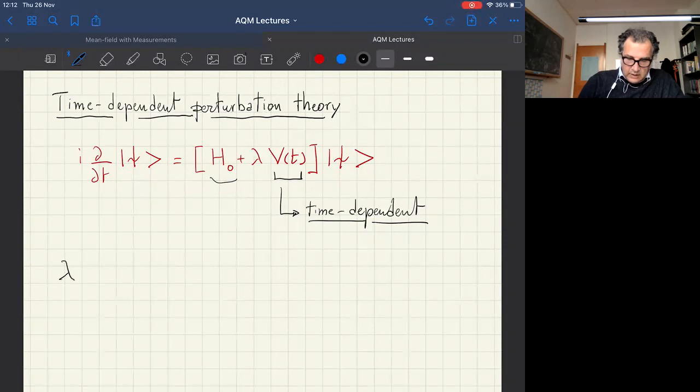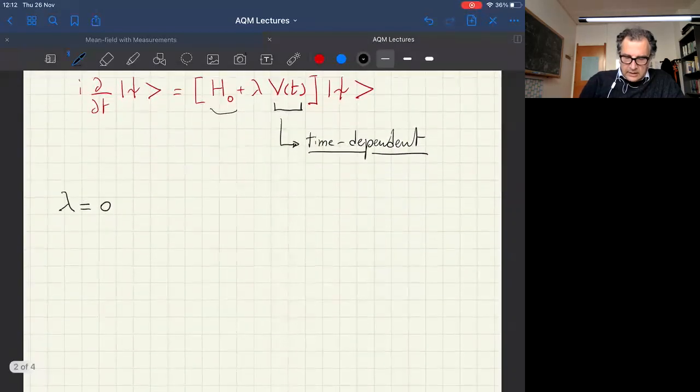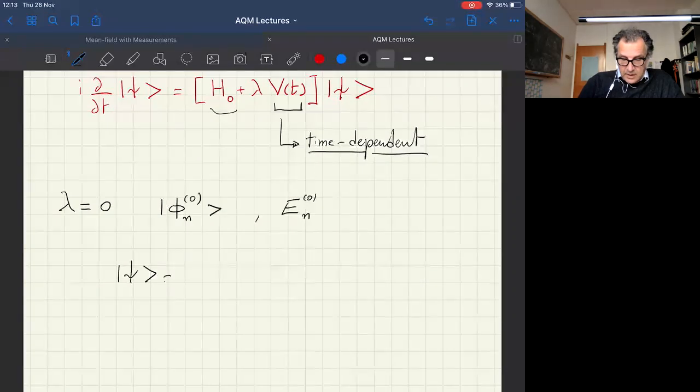Now, I have a question. If lambda is equal to 0, and phi 0 of n with energy E0 of n, can we write a generic time evolution of the state? Yes, it is psi equal sum over m.